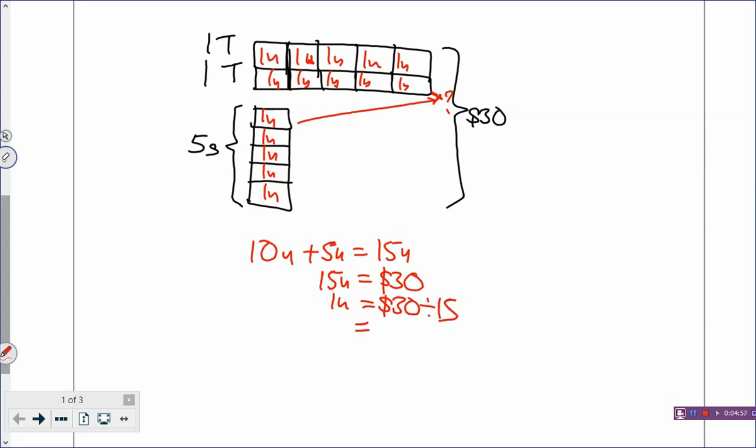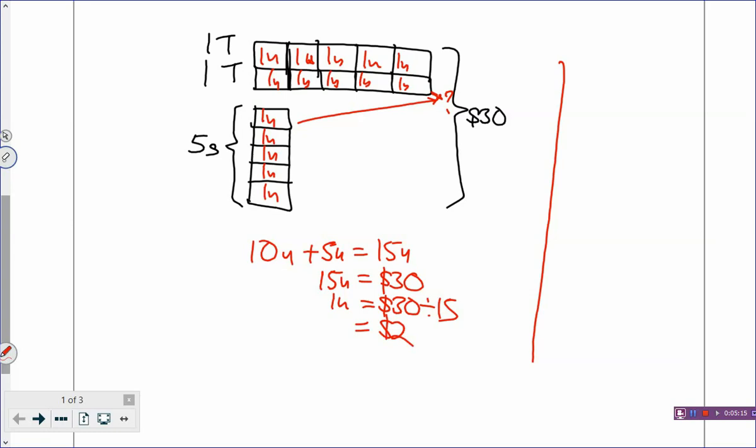Alright, now I will not go into the working on how you divide. The lesson is on model drawing, so you can do the working on your own. So $30 divided by 15, so your 1 unit will be $2. And that is the purpose of model drawing, to find how much is 1 unit.